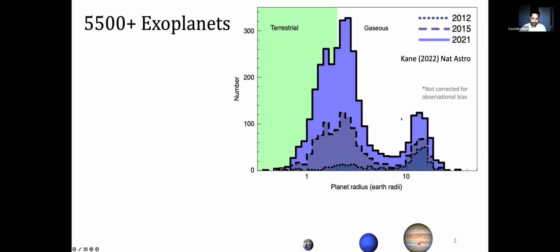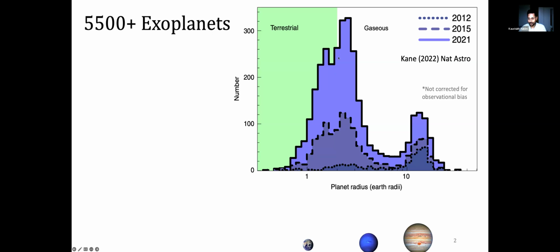I would like to start with this histogram, which is not corrected for observational bias, and specifically with the dotted line here. This is what we knew 12 years ago. You can see a very small population of small exoplanets. These are the small exoplanets for me, and these are the big exoplanets. But then, thanks to the Kepler mission, we had these two peaks of small exoplanets, and suddenly we saw that the population of small exoplanets is much bigger.